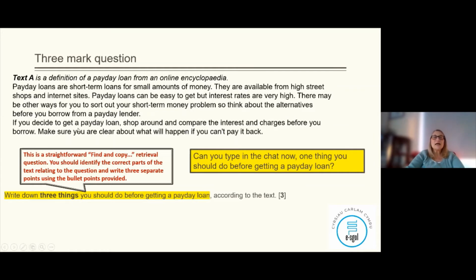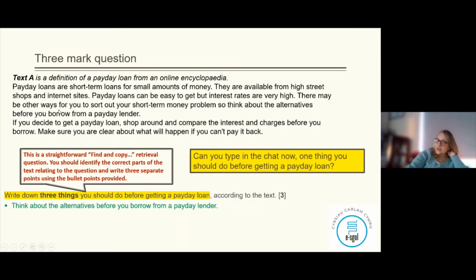Okay, if you then decide to get a payday loan, you should, and then it lists the things that you should do. You should shop around. You should compare the interest and charges. And also you should make sure you are clear about what will happen if you can't pay it back. So there's 4 different things really there that would be acceptable in the mark scheme. So I have listed all 4 on here, but you would only need to choose 3.